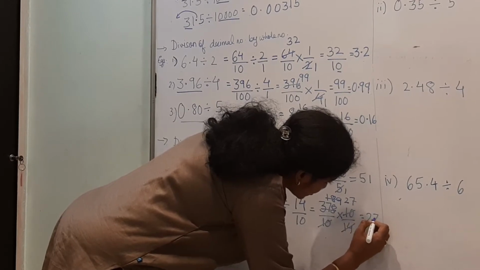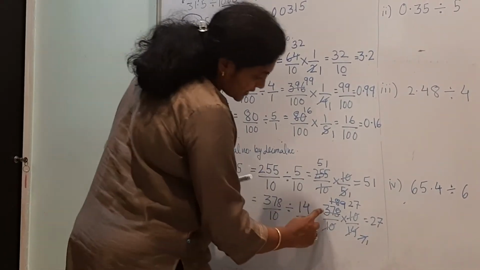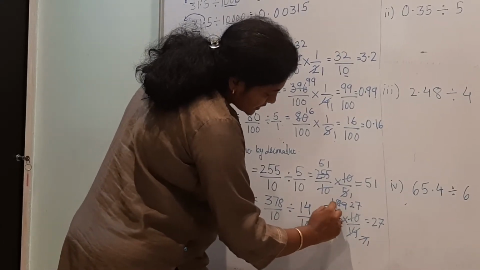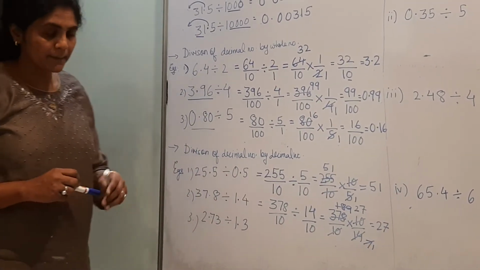Yes, this comes out to be 27. Divided by 2 is 7 here. 18 2s are 36, 9. 7 2s are 14, 7 7s are 49, 27.